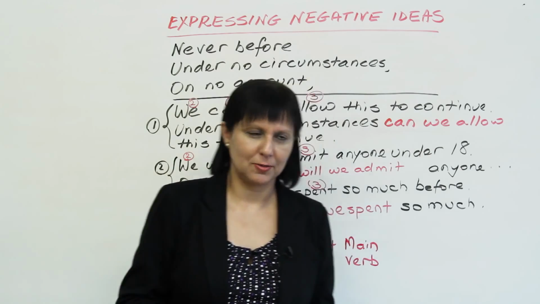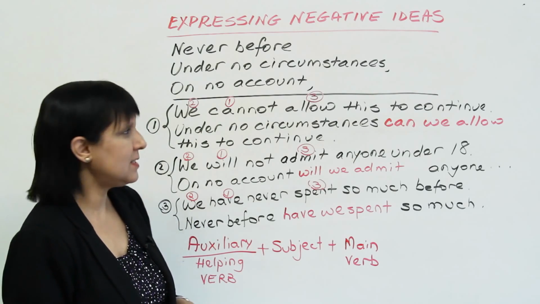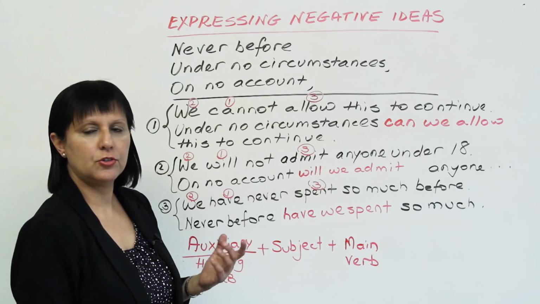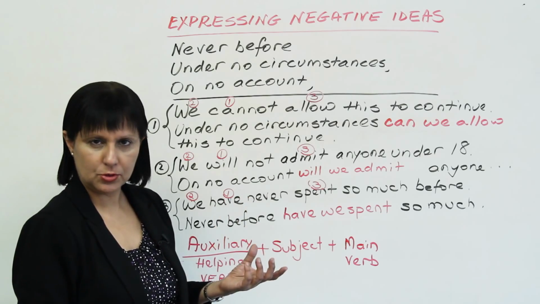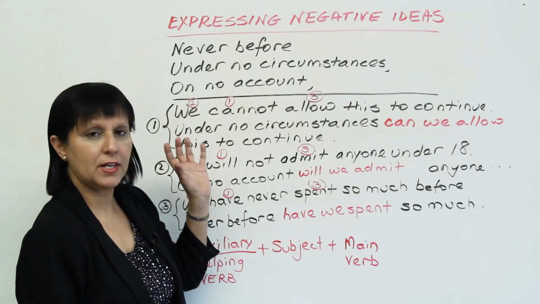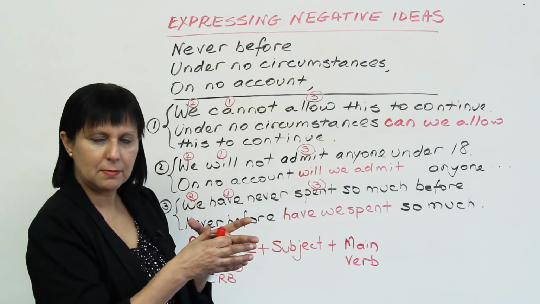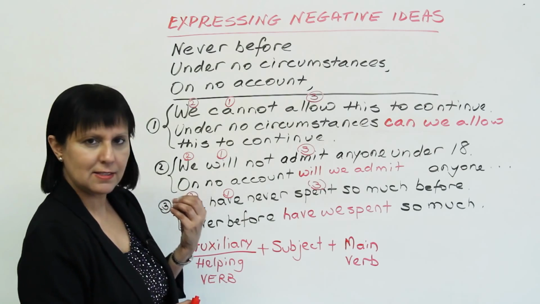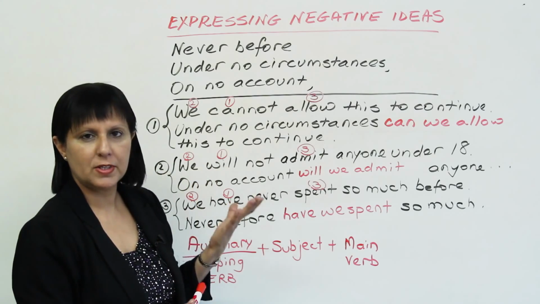Okay, so let's look. The expressions that we can use at the beginning of the sentence are never before, or under no circumstances, or on no account. Okay, so these are three different ways that we can express negative ideas. And I'm going to show you now how to incorporate them or how to use them in the context of an English sentence. So let's suppose in the first example that this is the idea that we want to express.